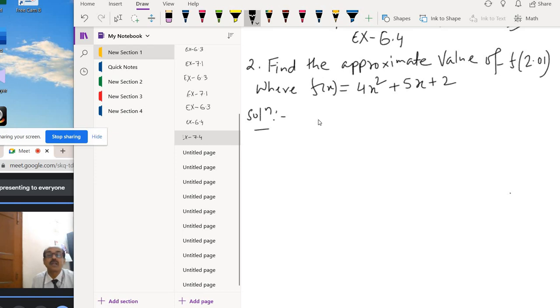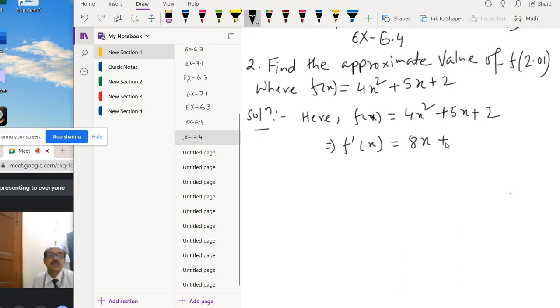So solution here, f(x) equals 4x square plus 5x plus 2. Okay, so find this derivative. f dash x equals 4 into 2, 8x, plus 5. Yes, 8x plus 5.